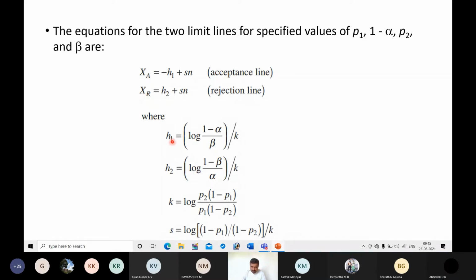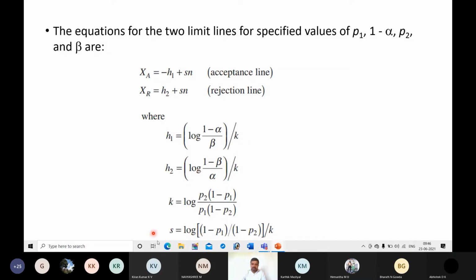Next, so you have equations for H1, H2, K and S. In order to find S, you need the value of K, and even for H2 and H1 you need K. So if you know the large fraction defective values P1 and P2, then you can find K using this equation. Next, if you know the probability of acceptance when the fraction defective is P1, that is 1 minus alpha, and beta, and K, using this equation you can find H1. Similarly, you can find H2 and S.